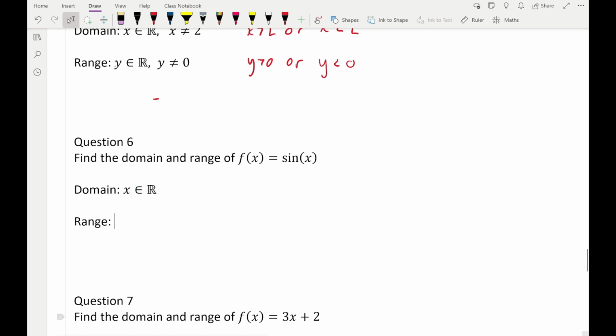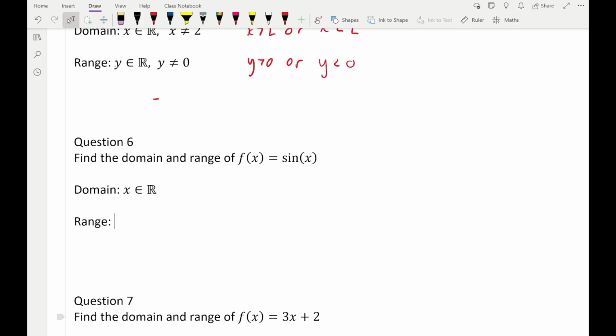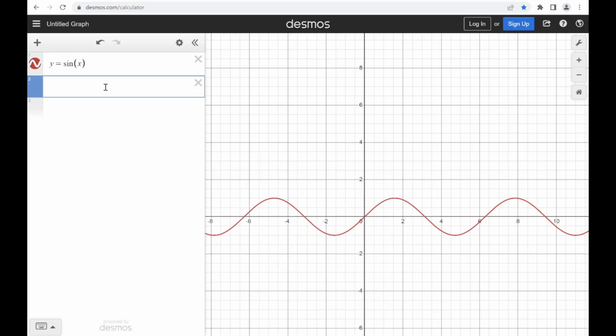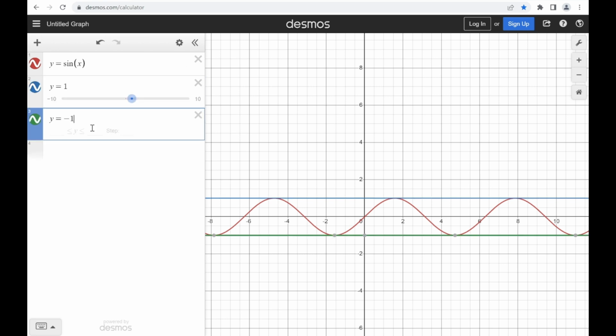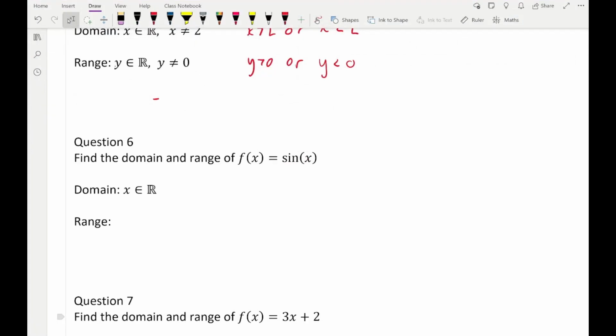The range, now, it goes down to -1. It goes up to 1. So y is always trapped between those two values. In fact, I can show you. Y equals 1 is that blue line, and y equals -1 is that green line, and the graph is always trapped between the blue line and the green line. That's our domain. That's our range. So -1 is less than or equal to y, which is less than or equal to 1, just like that.